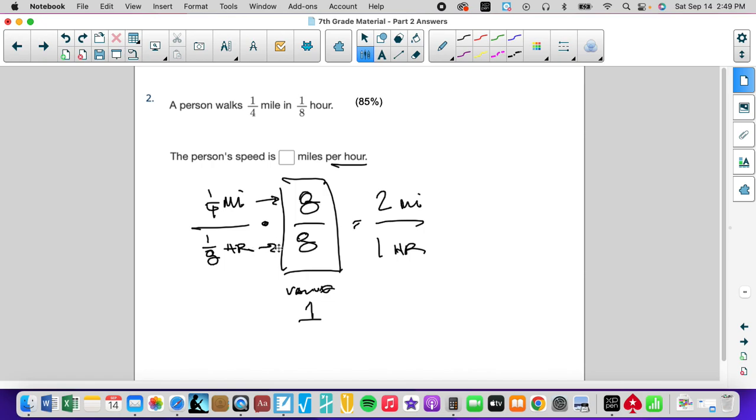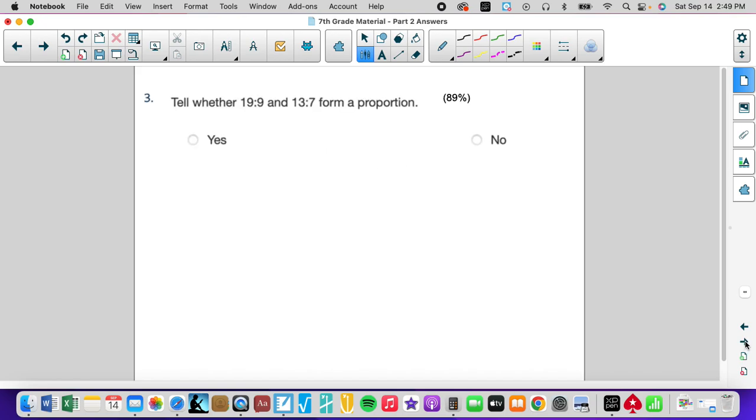And I multiplied this by 8, and notice I changed and got an equivalent rate in a unit rate. So it would be, person speed is 2 miles per hour. So the answer here would be 2. It's a good question. I like that question. A lot of concept, good, important, being able to understand how that works.